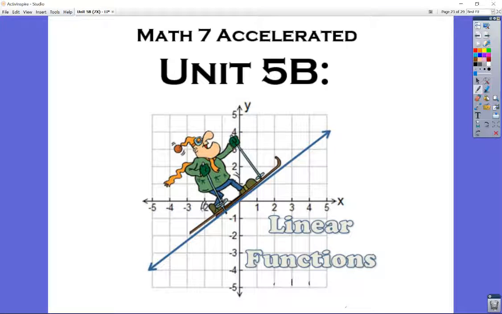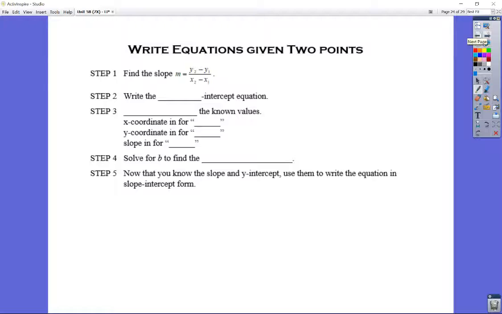This is Unit 5B, video number 7. Write equations given 2 points. Step 1. Find the slope.